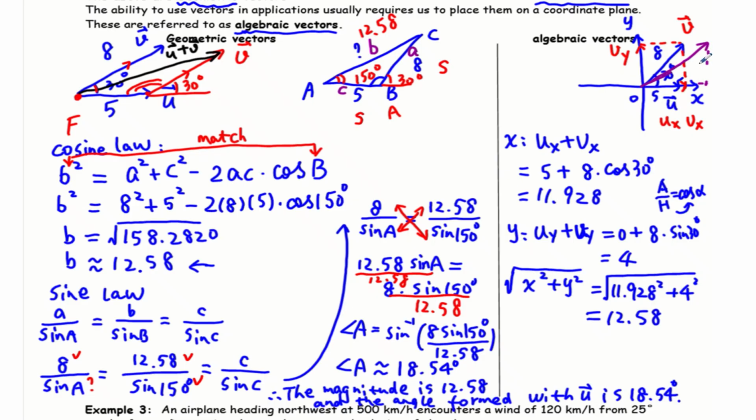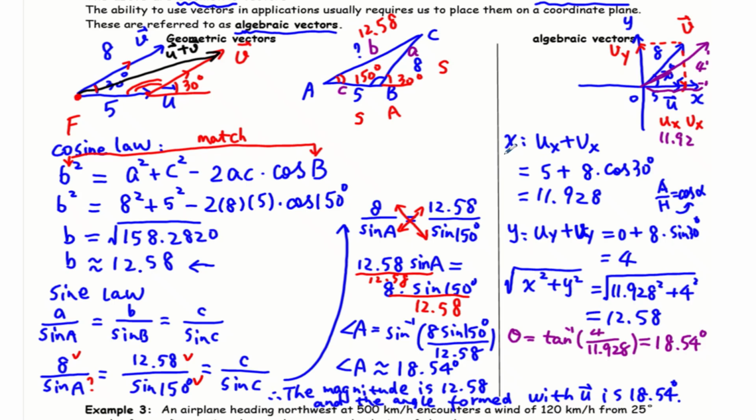So the y value is 4, the x value is 11.92. So for this angle, we have the opposite and the adjacent. The angle we could get is tangent inverse of opposite over adjacent. Opposite is 4, adjacent is 11.928. Use your calculator, you should be able to find out it's 18.54 degrees.